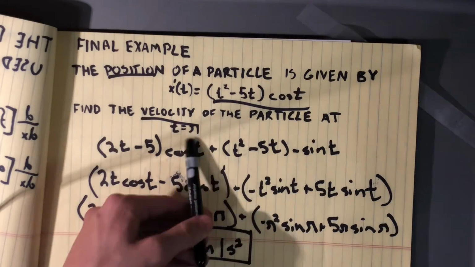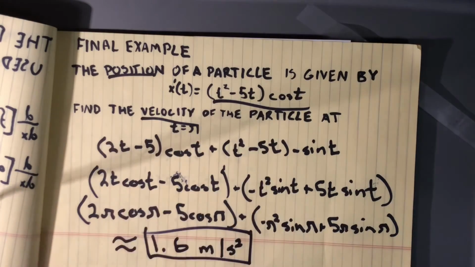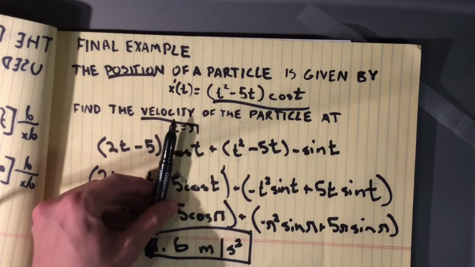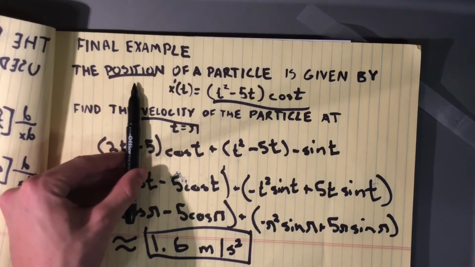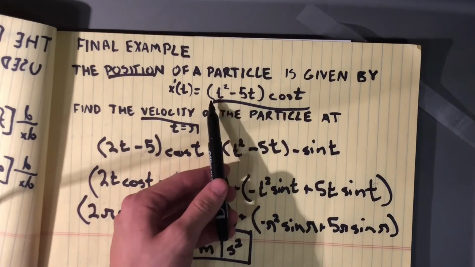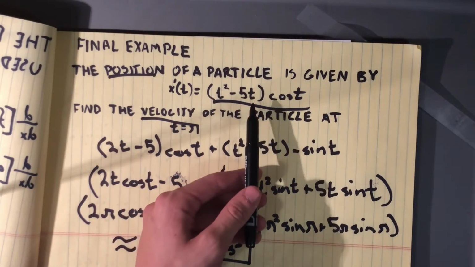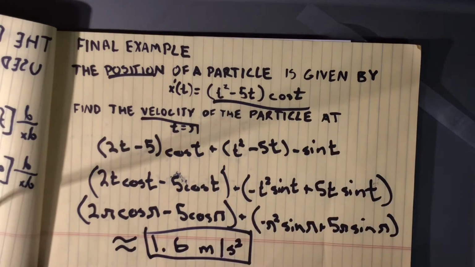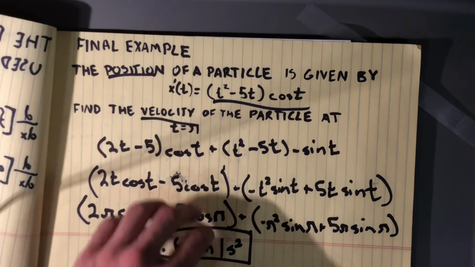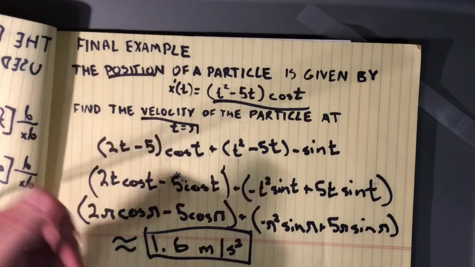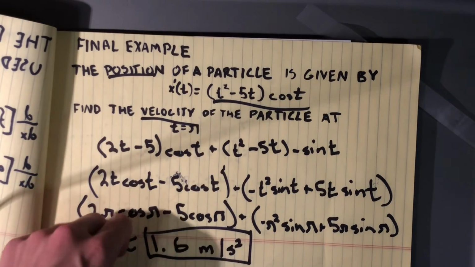So, at t equals pi, the particle is moving at 1.6 meters per second squared because we know that velocity is the derivative of position, and we use the product rule to find the derivative of t squared minus 5t multiplied by cosine t, and we plugged in pi. So that's it for this Calculus AB lesson of the product rule.